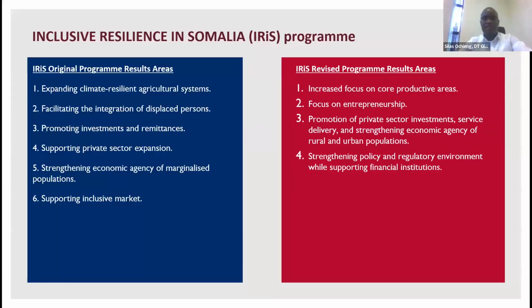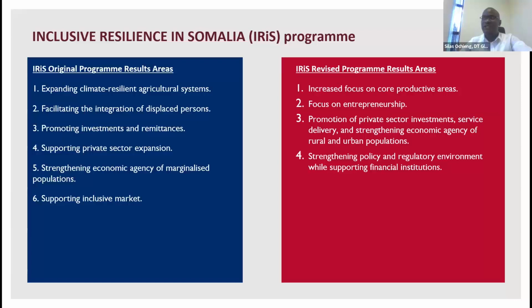All right, thank you, Ali. So at the beginning of the program, during the inception phase, we had these 6 result areas. The first result area was focusing on expanding climate resilient agricultural systems, then facilitating the integration of displaced persons, promoting investments and remittances, supporting private sector expansion, strengthening economic agency of marginalized households, and supporting inclusive markets. So these were the 6 result areas.